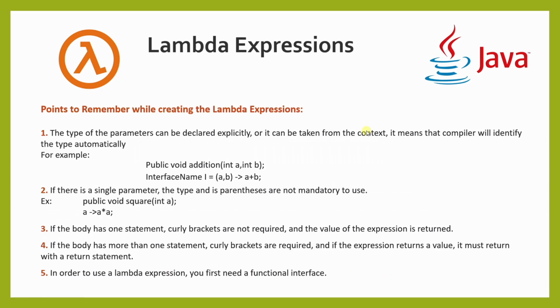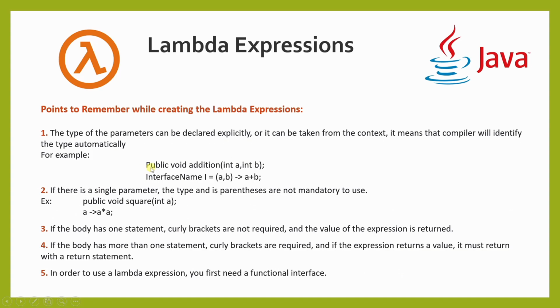While creating lambda expressions, we need to remember these restrictions or parameters. The type of the parameter can be declared explicitly or it can be taken from the context. It means that the compiler will identify the type automatically.